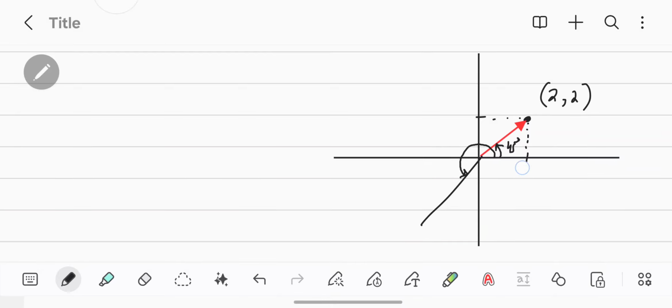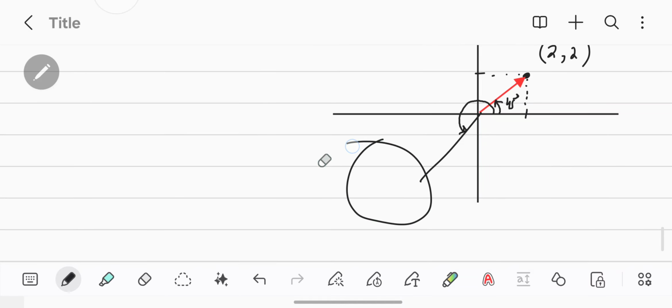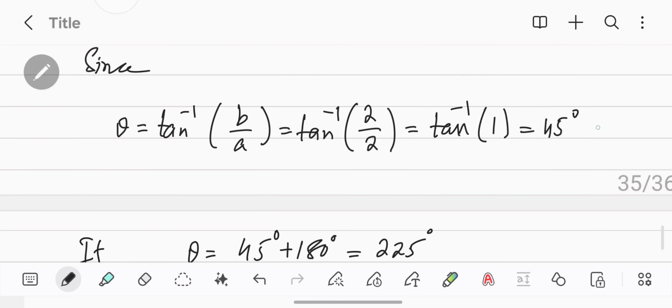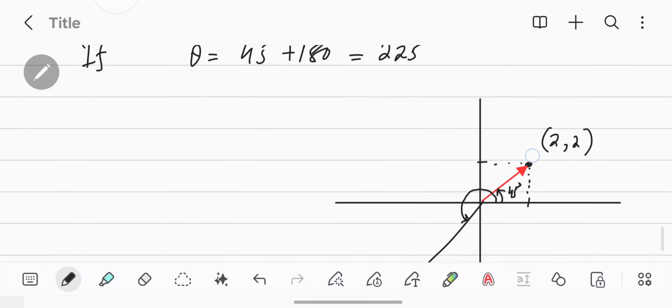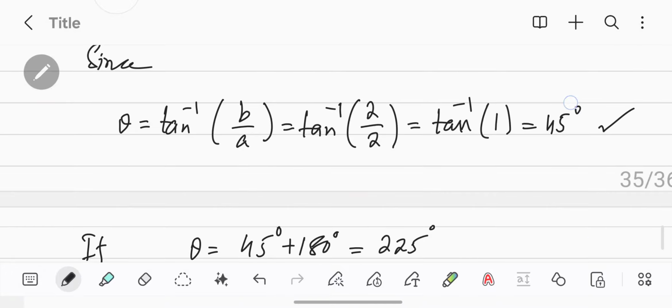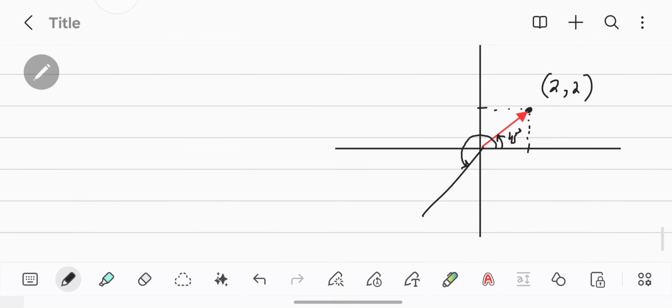But my point is in the first quadrant. So that is not here. So that means the 45 degrees is correct because this angle correctly determines my point. Because I have 2 different angles. The one is 45 and the other one is 225.